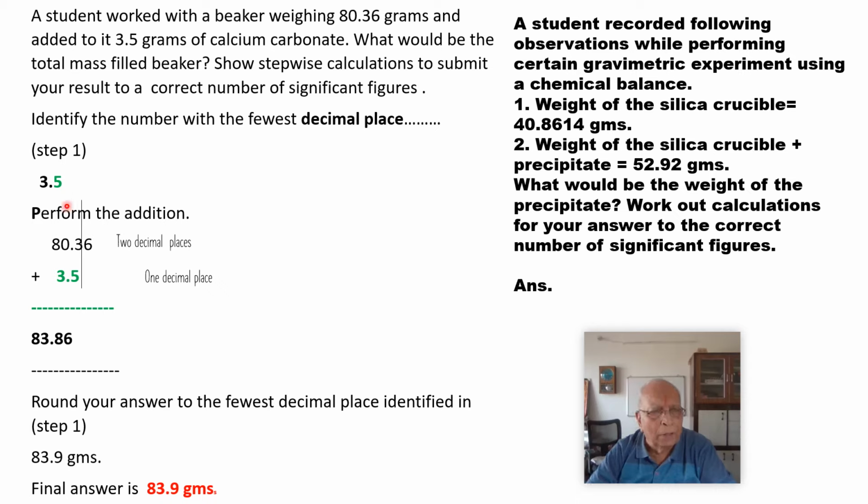As in step 1, there is one decimal place, and therefore the answer can be written as 83.9. Now, I will ask you to go through this simple experiment, which involves subtraction. Same principle as you have used here. Align the decimal places, perform the normal subtraction, and get the result.